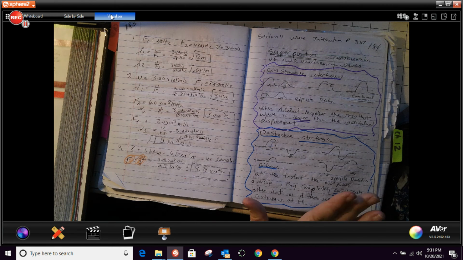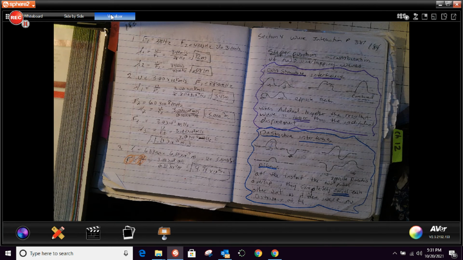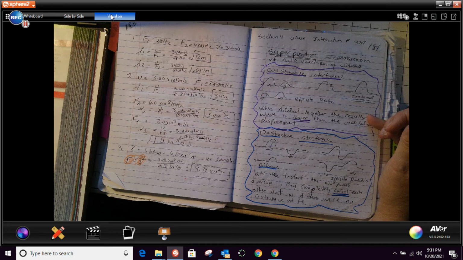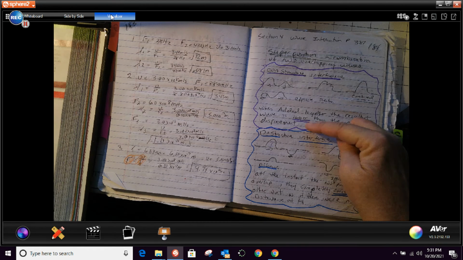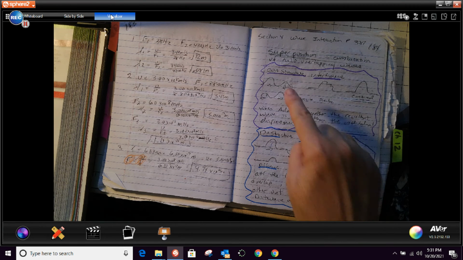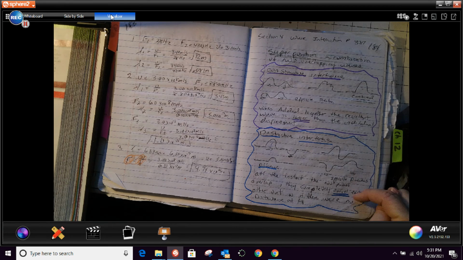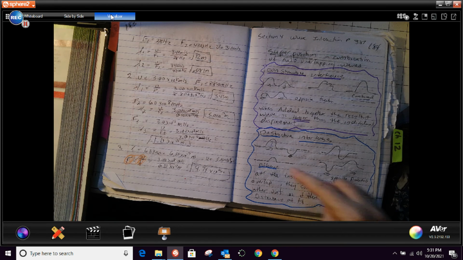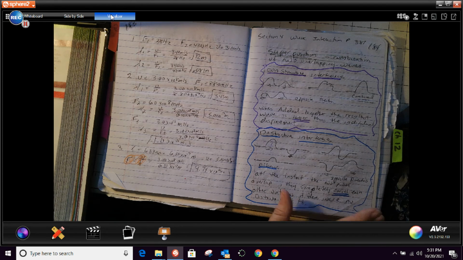The second thing you were supposed to be able to do in this section is tell me the difference between a constructive and destructive wave. Here's my constructive wave. They combine together and get larger than the original waves. Destructive is where they have the difference and they cancel each other out.